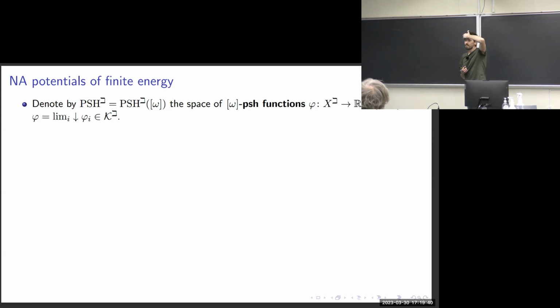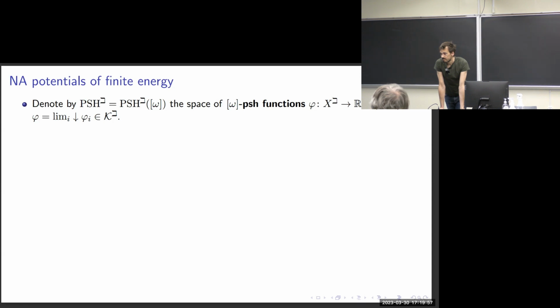Sure. So suppose you're in a case where your Kähler class is not rational. Maybe there are very few meromorphic functions on your variety. Do you expect that there are a lot of non-trivial test configurations? Yes, I guess, yeah.